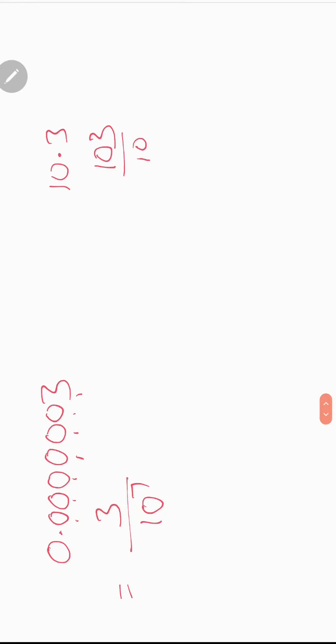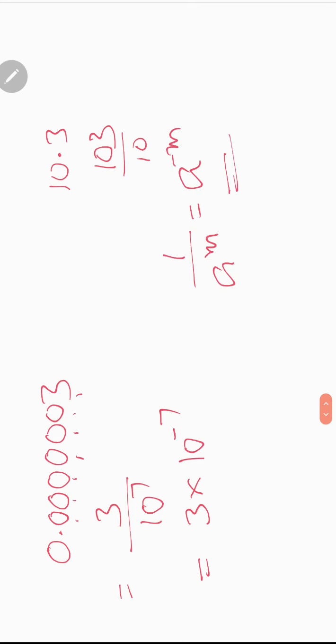So the given decimal number is converted into a fraction. After that, 3 into 10 to the power of minus 7. Why am I writing it like this? Because we have a law: 1 by a to the power m is equal to a to the power minus m. Here 1 by 10 to the power of 7 is there. If it comes into the numerator, the power sign becomes negative.